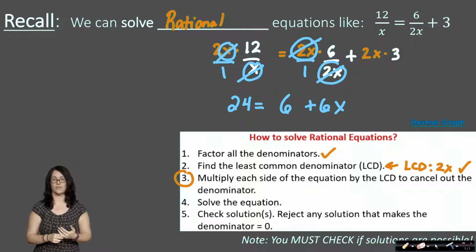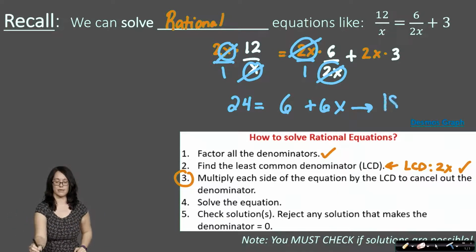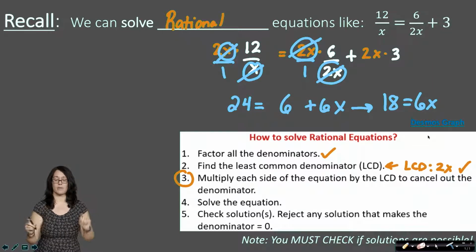So go ahead and pause the video and solve that linear equation if you haven't already done so. So you did hopefully move 6 to the other side. 24 minus 6 is 18. And then you'd have 6x equaling 18. When you divide both sides by whatever's touching x, which is 6 in this case, you should be getting that x is equal to 3.